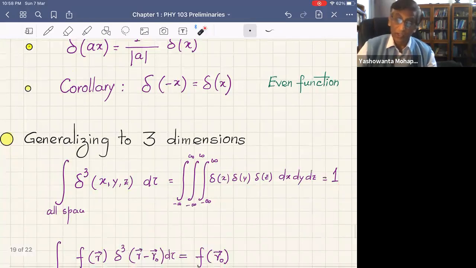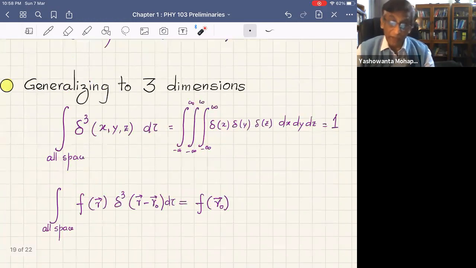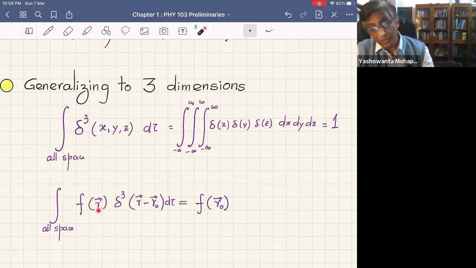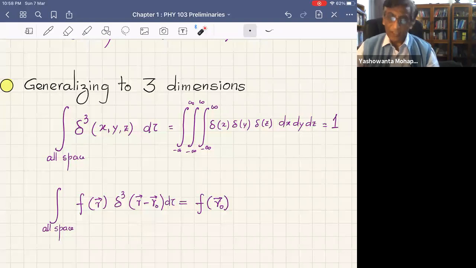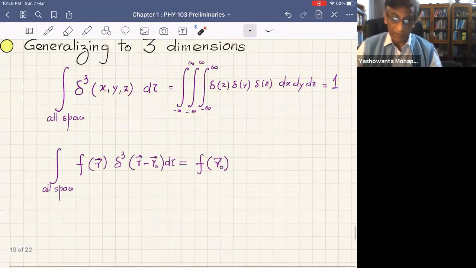Similarly, suppose I do f of r, now not a single dimension variable but a 3 dimensional variable, f of r delta cubed of r minus r naught. Then it picks out the value of the function only at r naught, the fixed point, so f of r naught. This is a straightforward generalization of the delta function definition that I have done right away. Okay, let's do some quick examples.